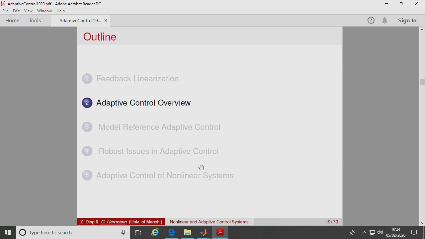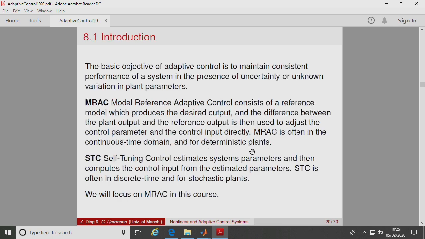So here in the first place we will look mainly at linear adaptive control, and from that point of view we will look in particular at model reference adaptive control. Model reference adaptive control, I possibly try to draw it out a bit.